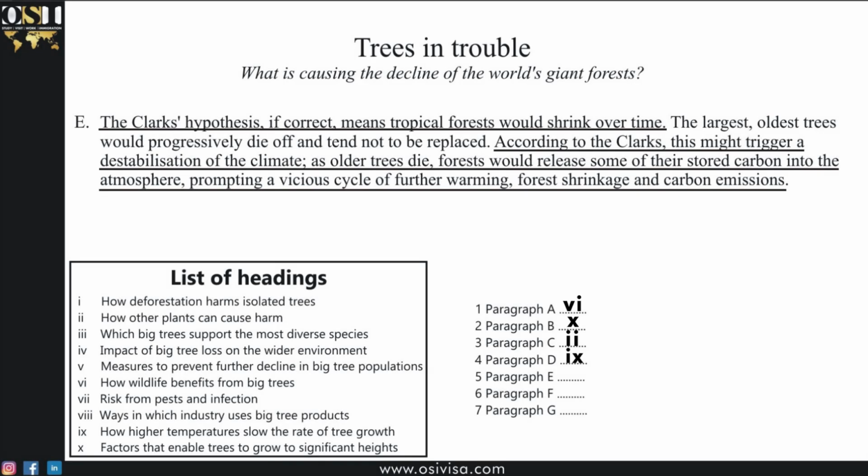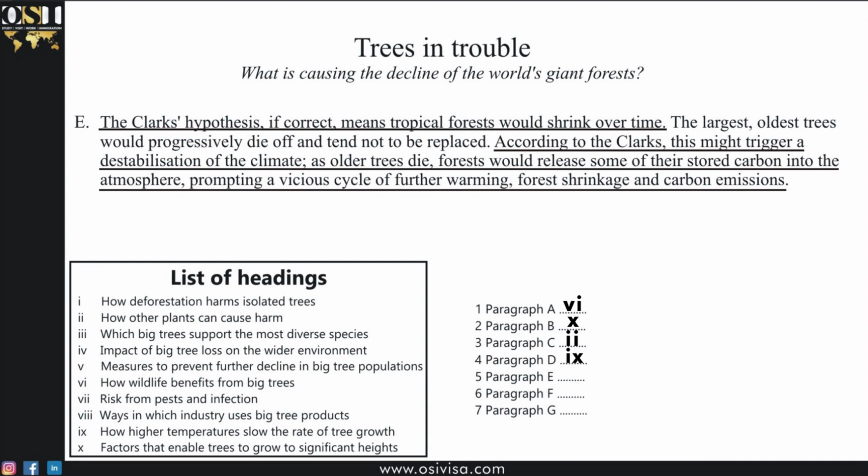Paragraph E, quite small. Now in the real test, if you come across such small paragraphs, it is always a good idea just to read the entire thing. That way it will save you some time figuring out the main idea. So the Clark's hypothesis, if correct, means tropical forests would shrink over time. The largest, oldest trees would progressively die off and tend not to be replaced. According to the Clarks, this might trigger a destabilization of the climate. Climate is a synonym of environment. Destabilization, so it talks about something that would hurt the environment.